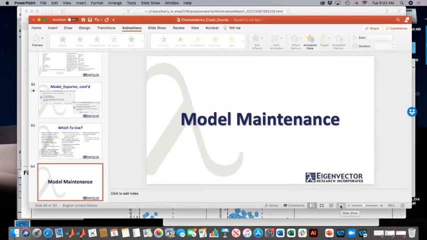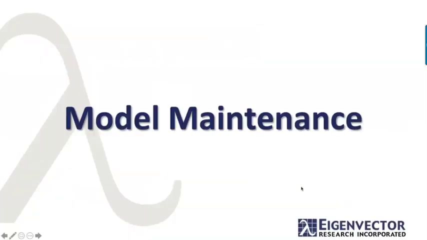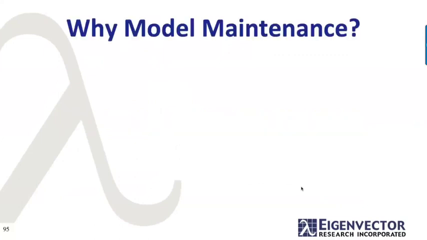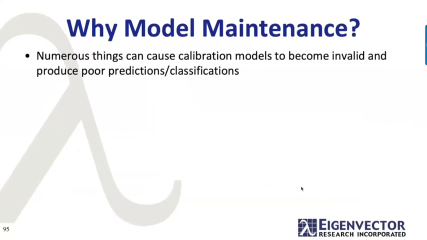And that's kind of the last item in the full chain of events, from starting to take data to making a model to getting that model online. You also have to consider how you're going to maintain that model. Well, why do you have to do model maintenance? The model itself, of course, doesn't change, but numerous things can cause calibration models to become invalid and to produce poor predictions or classifications.